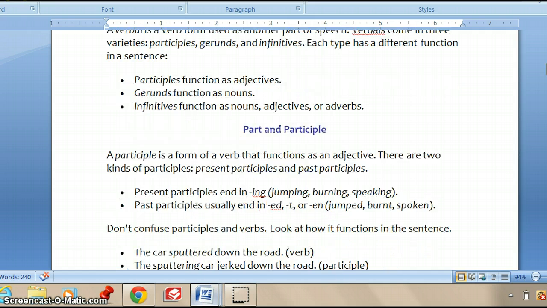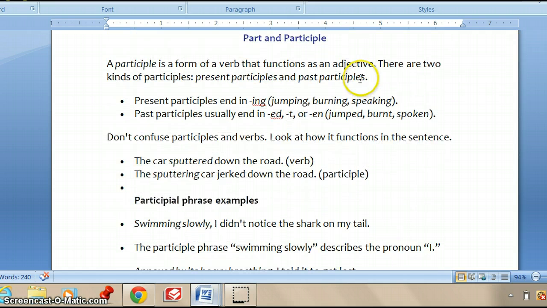The participle is going to work as an adjective, and you can use either present participles or past. The present participles end in ing, for example, jumping, burning, speaking, and the past participles end in ed, t, or en. For example, you would have jumped, burnt, or spoken. So don't confuse participles and verbs. Look at how they function in the sentence.